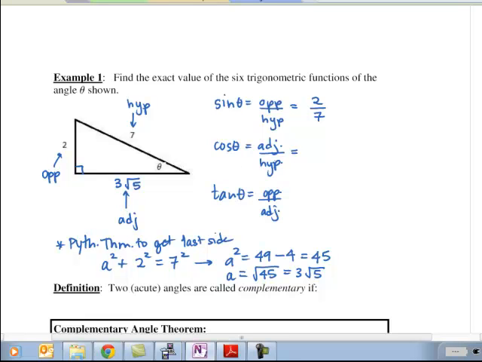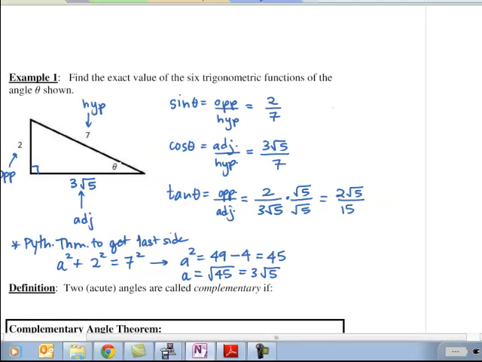Cosine of theta, we want the adjacent, so 3 square root of 5 over the hypotenuse, which is 7. And then for tangent, we want the opposite, 2, over the adjacent, 3 square root of 5. And of course, we'll rationalize that, multiply by the square root of 5 over the square root of 5. So we'll have 2 times the square root of 5 over 3 times 5 is 15.